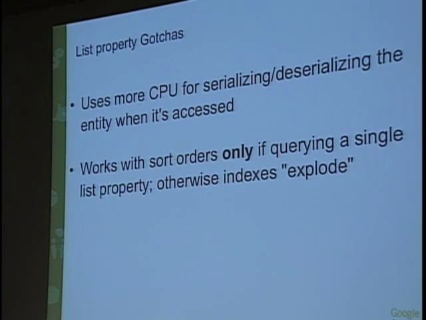List properties only work with a sort order if you're querying a single list property. If you try to do it with multiple list properties, you get what is called an exploding index. That's when you have, say, 3 values times 3 values equals 9 index values, or 10 times 10 times 10, and you very quickly get a very large number of index entities. That's what we call exploding index entities. So we have to watch out for that. But usually, you can find a good solution that will work.